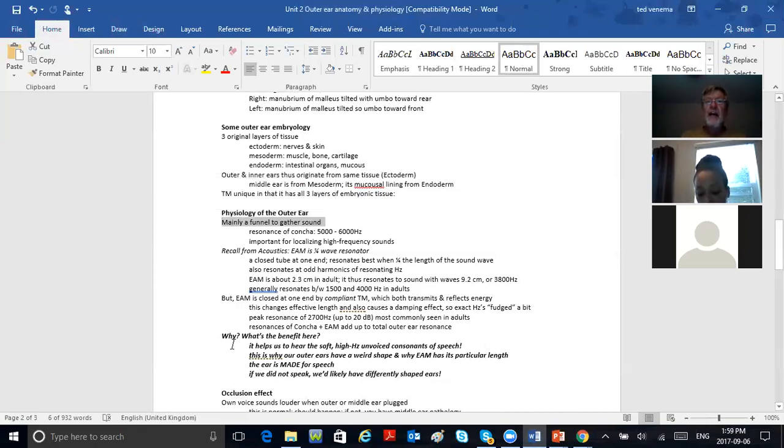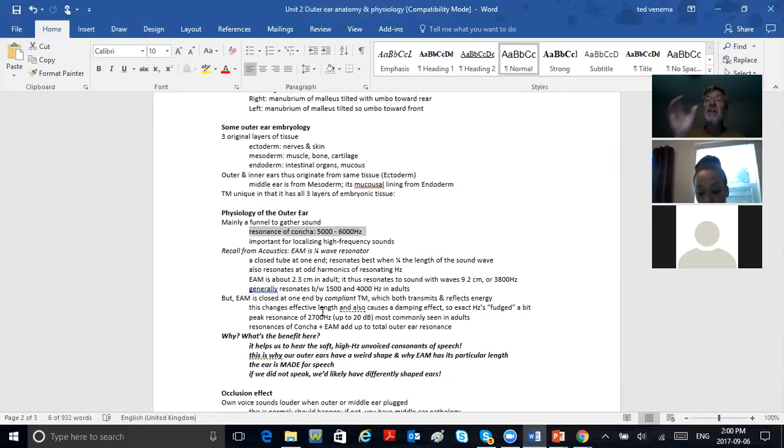It mainly acts as a funnel to gather sound, but the resonance, there's that word. See why you need to know acoustics? The mass of the concha and the stiffness of the concha.